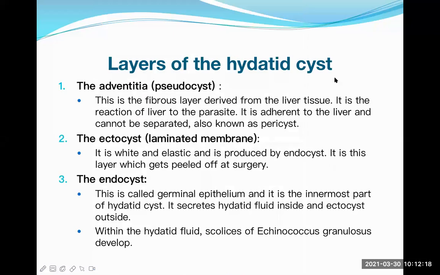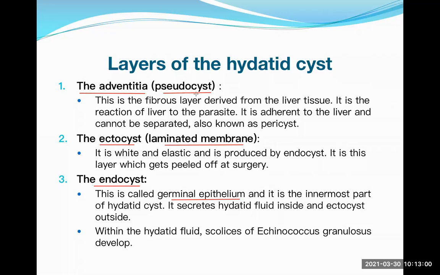Now, what happens inside the liver? What is this Echinococcus granulosus doing inside the liver? See here, this is quite interesting. These are the layers of the hydatid cyst in the liver. The outer layer is called the adventitia, also known as pseudocyst. The middle one is called the ectocyst, or the laminated membrane, and the inner one is called the endocyst, or germinal epithelium.